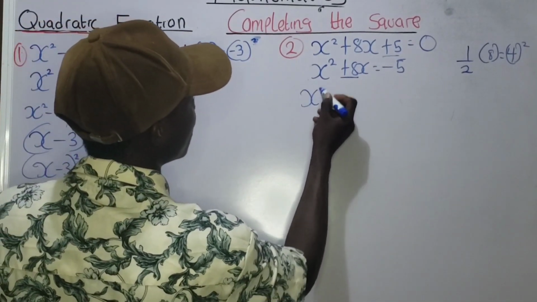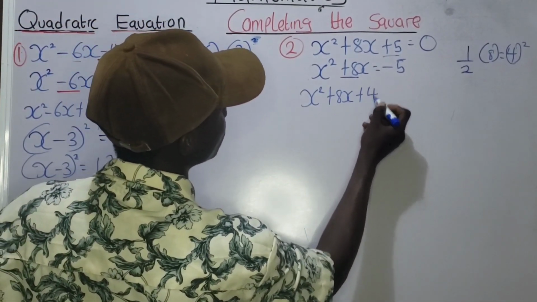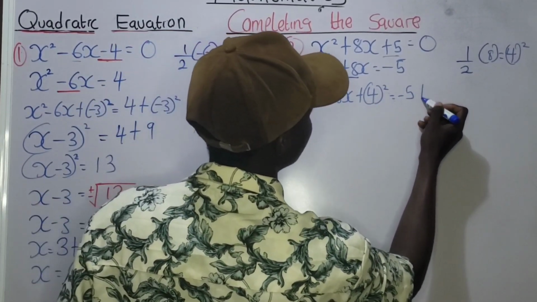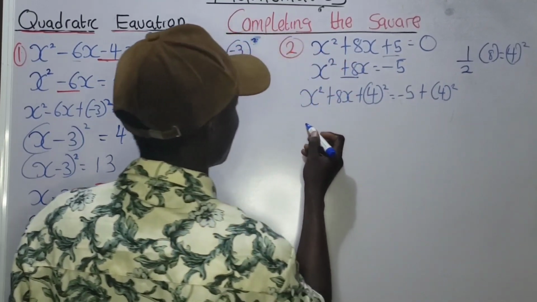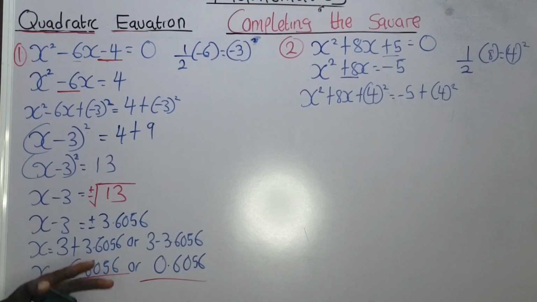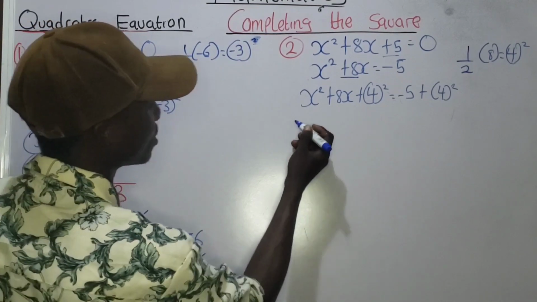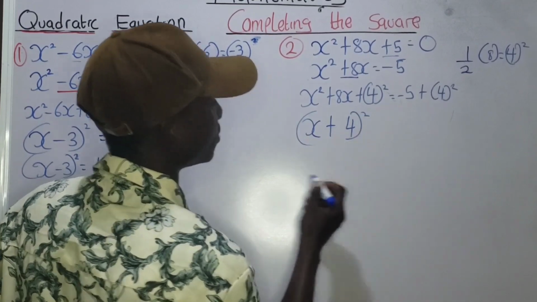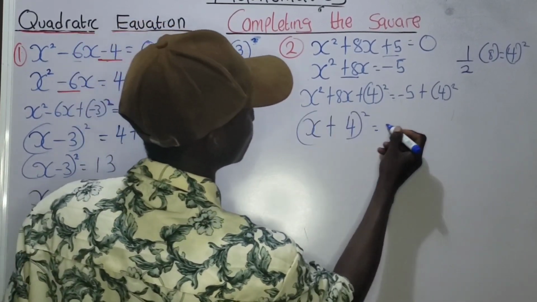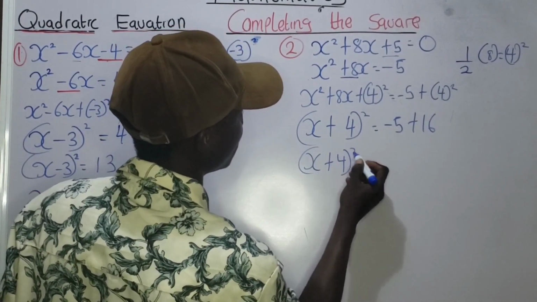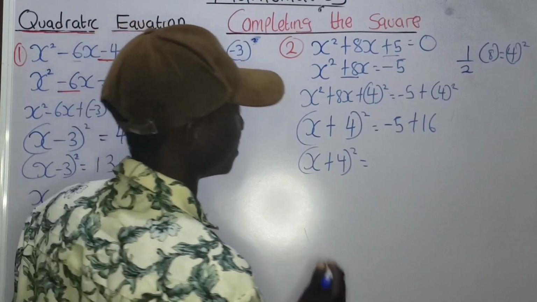So here I'm going to have x squared plus 8x plus 4 squared is equal to minus 5 plus 4 squared. Okay, now don't forget what we did before. We write the left hand side of the equation as a perfect square. Do you understand? And I told you that this is what it means. Just take x plus 4 squared. This is the perfect square of this, equal to minus 5 plus 16. Okay, so x plus 4 squared is equal to minus 5 plus 16. What's the answer? That is 11.